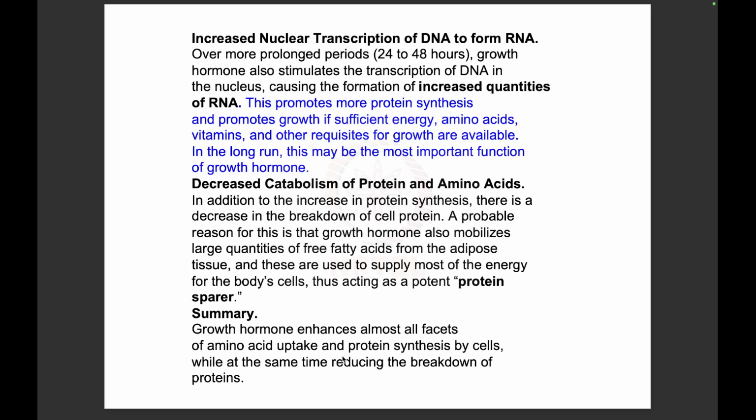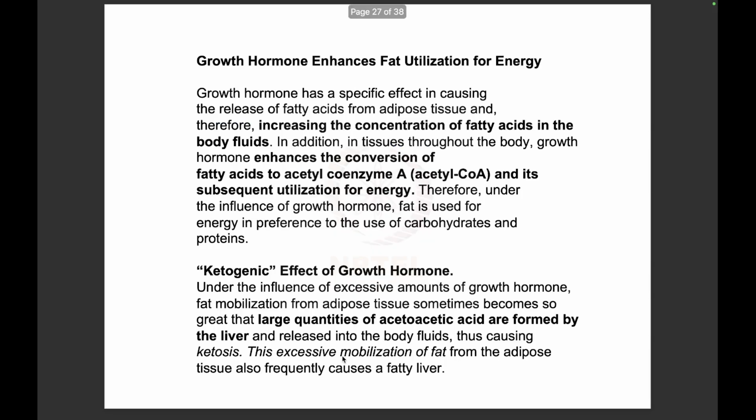Growth hormone enhances almost all facets of amino acid uptake and protein synthesis by the cell, while at the same time reducing the breakdown of proteins. Growth hormone also enhances fat utilization for energy. It has a specific effect in causing the release of fatty acids from adipose tissue, and therefore increasing the concentration of fatty acids in the body fluid.